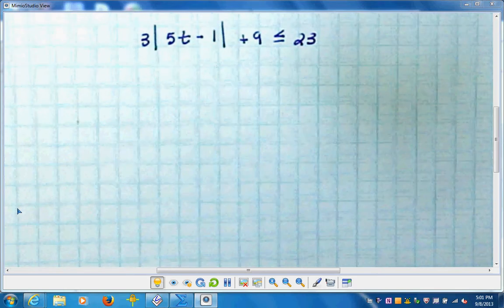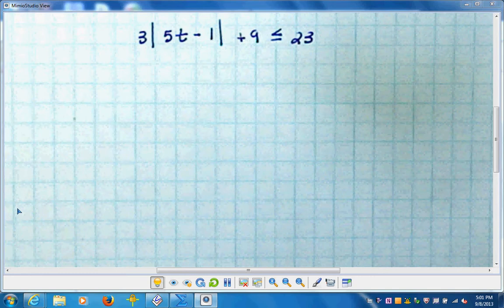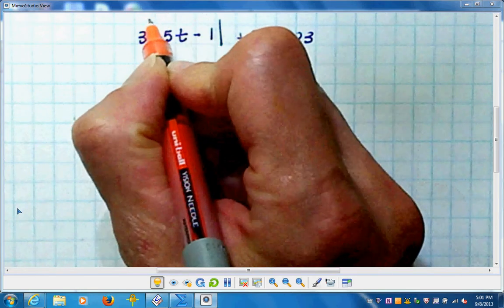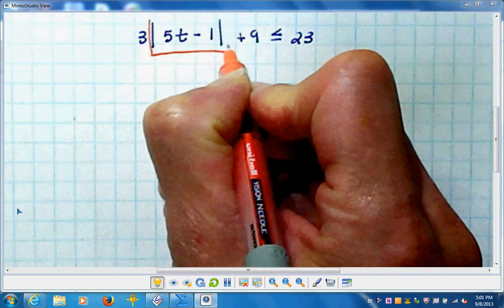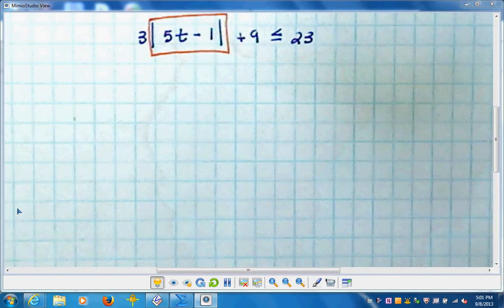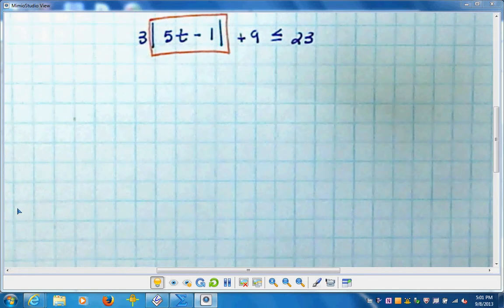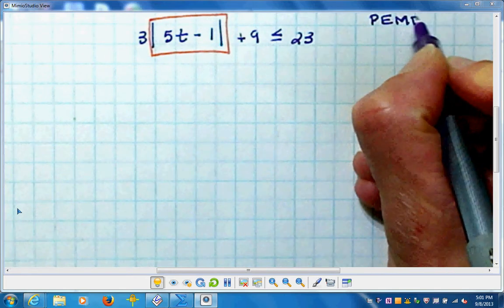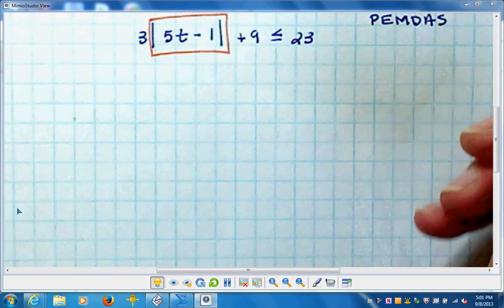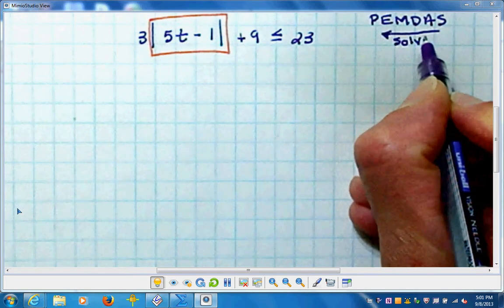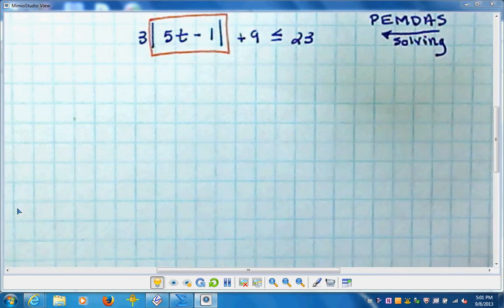Let's solve this absolute value inequality problem. So again, let's remember, in order to solve any absolute value problem, the first thing we have to do is get the absolute value by itself, which means we have to get rid of the things around it. So we are going to look at PEMDAS, and remember that when we're solving, we're going to do PEMDAS backwards.